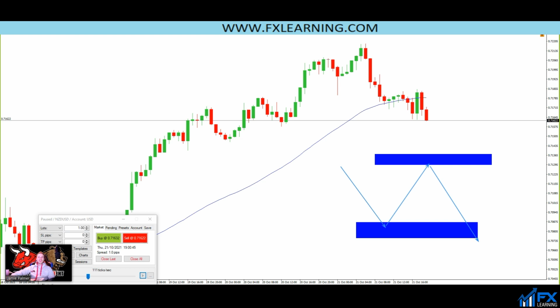So if we're looking for sells, we're looking for resistance areas. We're looking for boxes on top. We're looking for price to come up to areas like this here. Imagine this is a little box just there, and we're going to be selling the price back down. So let's go and do that now.